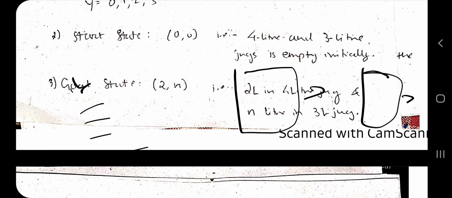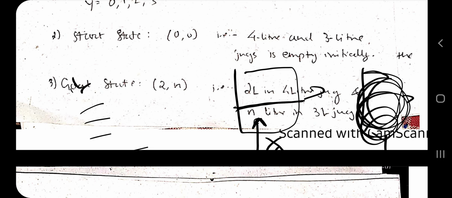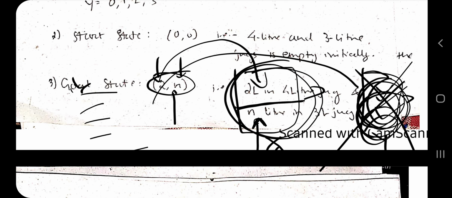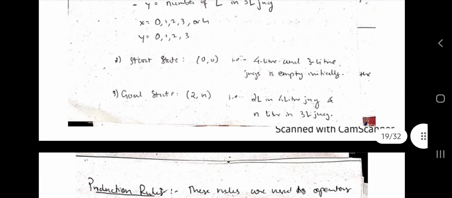The final state says that in the jug with the 4 gallon there should be 2 liter of water. So here in the X it should be 2 liter of water, and Y can be anything, I don't care. They have not asked about Y. It can be empty, it can be full, partial, whatever it wants. I don't care about Y. I just care about this one. It should have 2 liter. That's all. I'm satisfied. So goal state will be 2 comma n. N will be anything in the 3-liter jug and 2 will be there in the 4. If this is satisfied, I have reached the goal state.